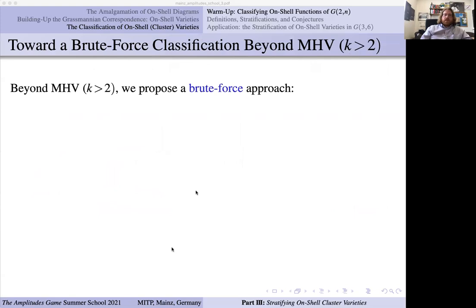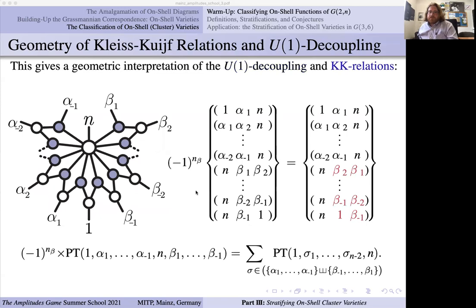Okay. So what do we know? There's so much for MHV. We still don't know, and it's worth pointing out that it's an open problem to answer the question of how many differential forms exist. How many different on-shell diagrams give different differential forms?